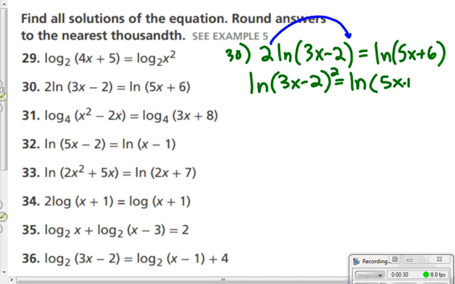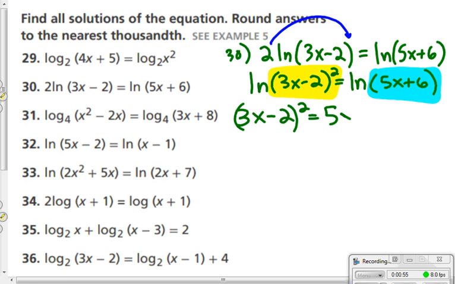5x + 6. In yesterday's lesson, we learned that if you have the log of something equaling the log of something, and they have the same base, you can take their arguments and set them equal. So the stuff in this log, in yellow, will equal the stuff in this log in blue. So we can just drop the logs, set it equal to 5x + 6.